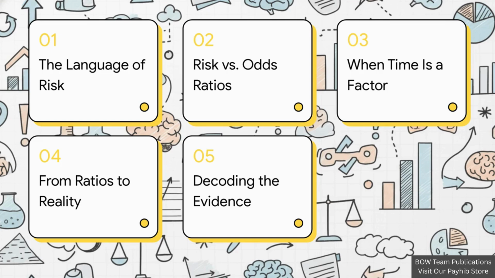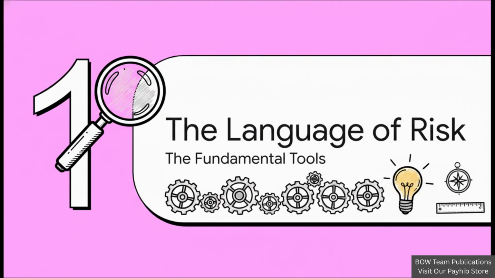Here's our game plan. First, we'll cover the basic language of risk. Then we'll compare the big two, risk ratios versus odds ratios. We'll also look at what happens when time is a factor. And, most importantly, we'll translate all these ratios into something that makes sense in the real world. And by the end, you'll be decoding this stuff like a pro. Okay, let's get into it.